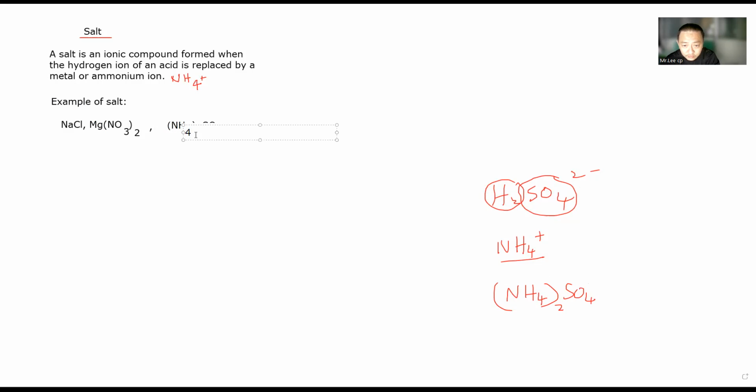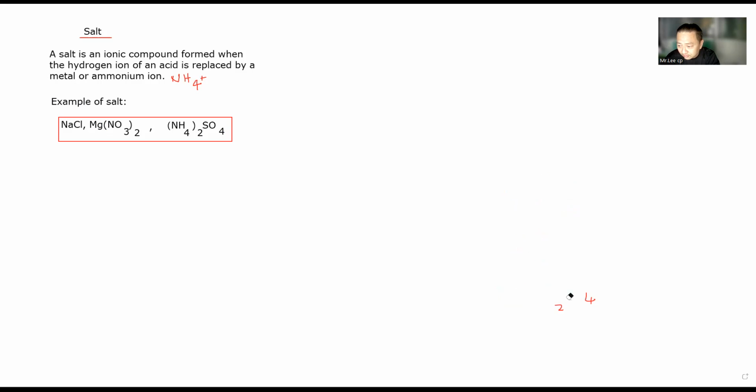This is a few examples of salt. I hope you know how to differentiate whether it is a salt or not. Now of course you tell me, Cikgu, I know this one is a salt, very easy. But what is not a salt? Let's look at something that is not a salt.